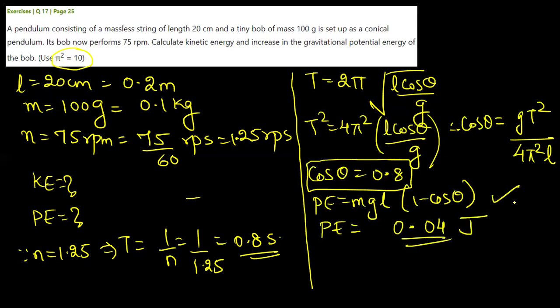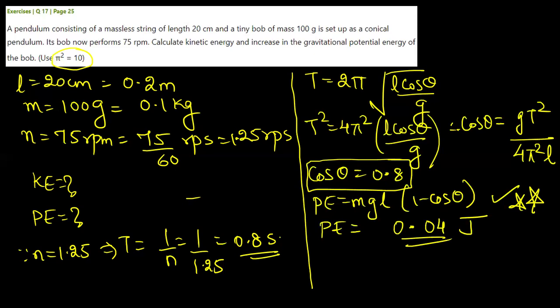Just a simple formula, you need to memorize this formula for the conical pendulum. Anyhow, if you are going for entrance exams, you will have to do it. So here also you can just solve this. So you have been given that the potential energy is 0.04.